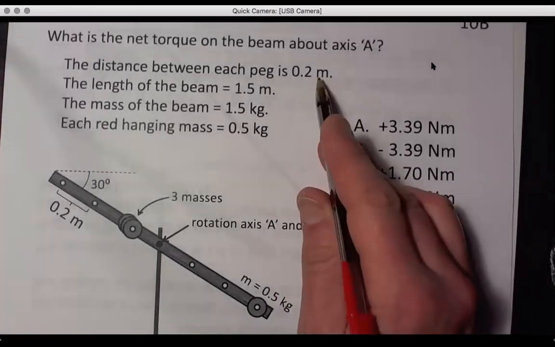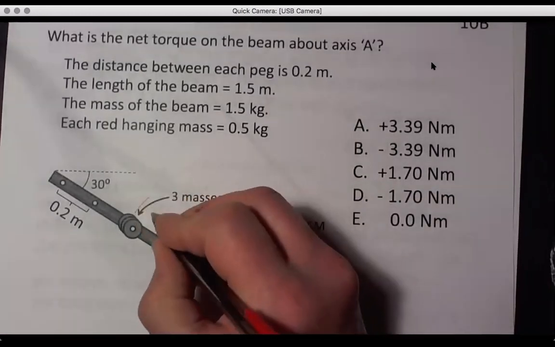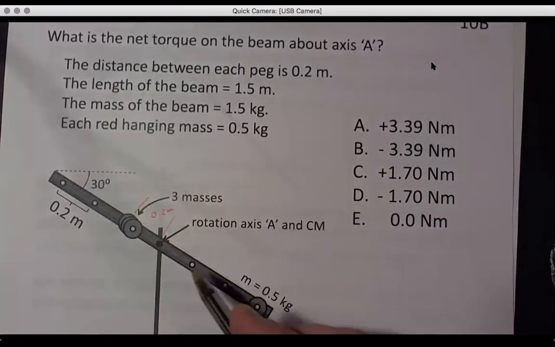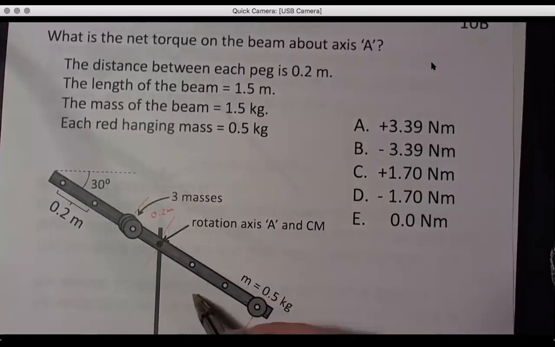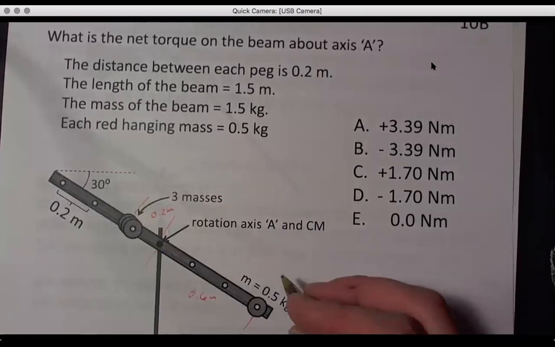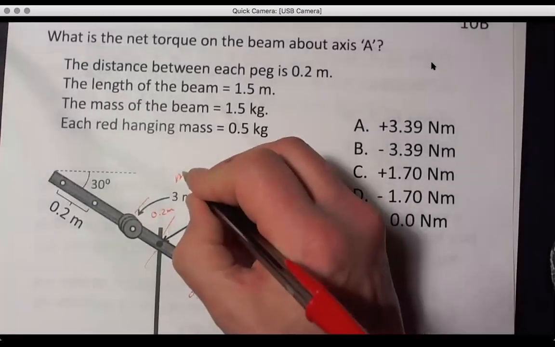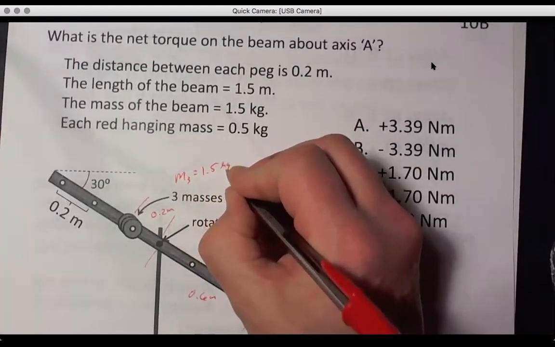Distance between the pegs is 0.2 meters. So this distance from here to here is 0.2 meters. Down here there's 1, 2, 3, so this is 0.6 meters. Let's call this M1, and this is M3, which is 3 times that, 1.5 kilograms.